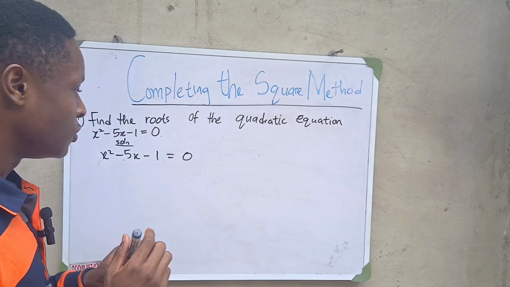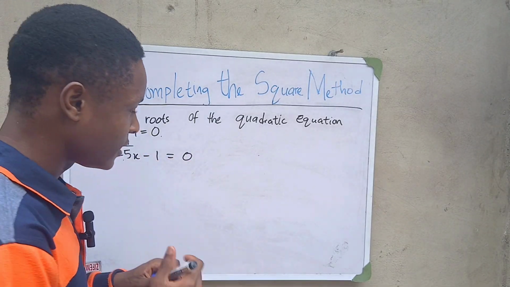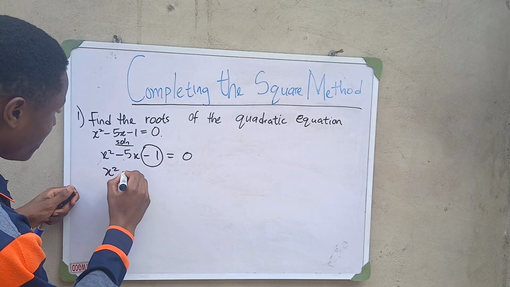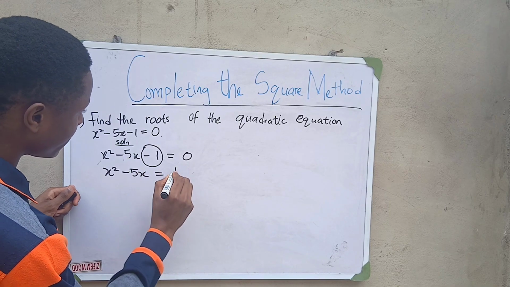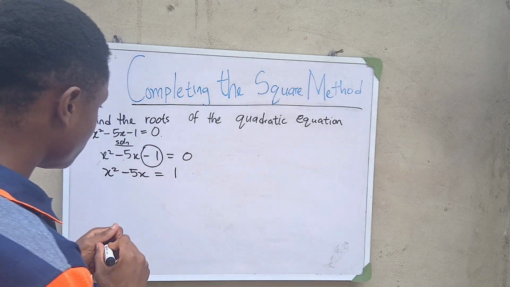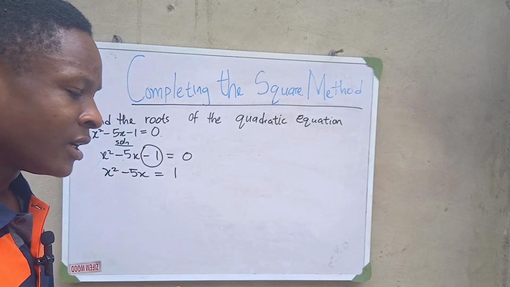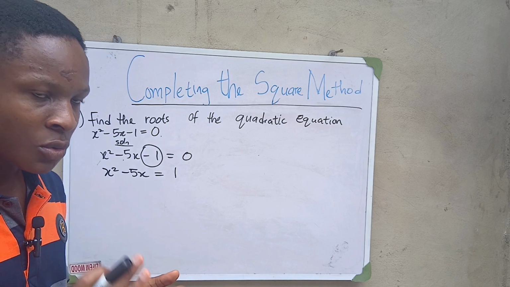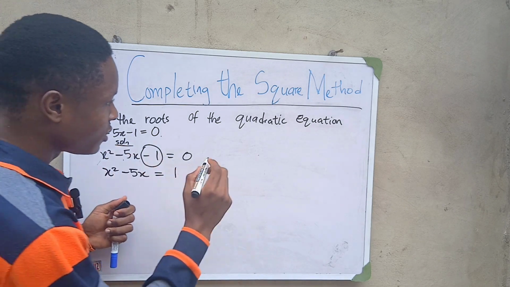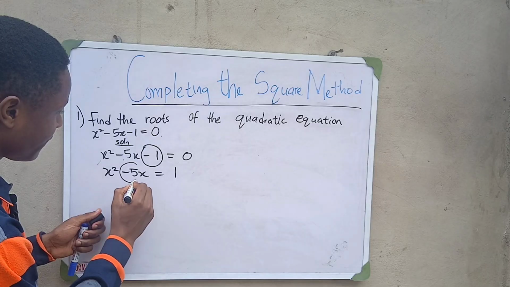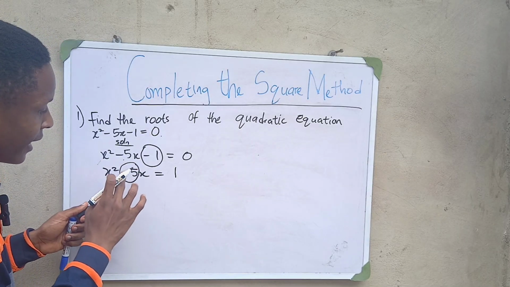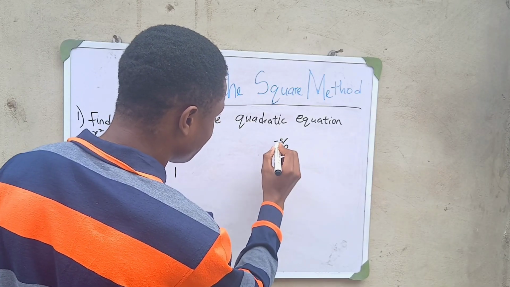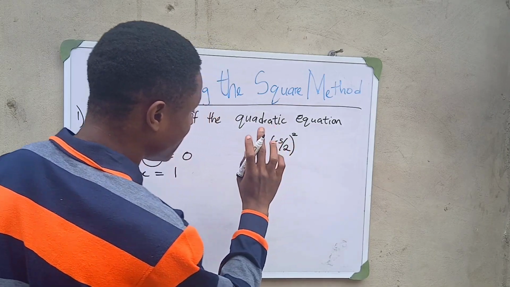Next, we'll move the constant to the right hand side. So we'll have x squared minus 5x is equal to 1. Moving it here, we get 1. Now the next thing is that we are going to find half of the coefficient of x and square it. What do I mean by that? What is the coefficient of x? The coefficient of x is minus 5. So we'll find half of minus 5 and square it. So minus 5 over 2 is half of it, and we'll now square it.